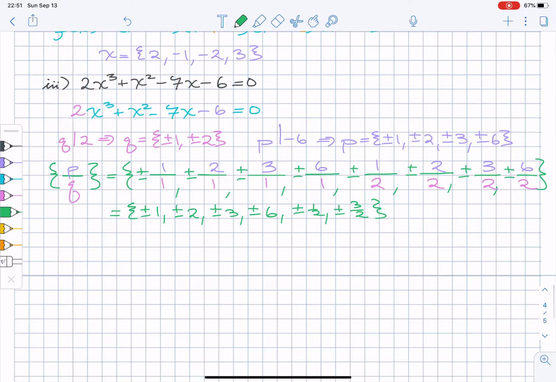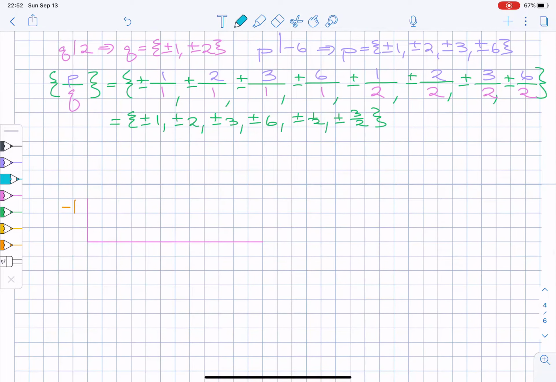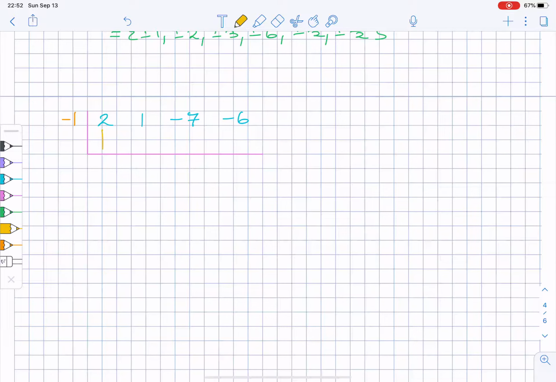Okay, I always like to start with 1 just to see if that works. So that would be 2 plus 1 is 3, minus 7 is negative 4, so that does not work. What about negative 1? That'd be negative 2, that'd be negative 1 plus 6. Oh, negative 1 actually works, so I'm going to put negative 1 as my first root on the outside because I did it and it seems to work. So I'm going to put my coefficients in descending order, so that would be 2, 1, negative 7, negative 6. So we drop down the 2.